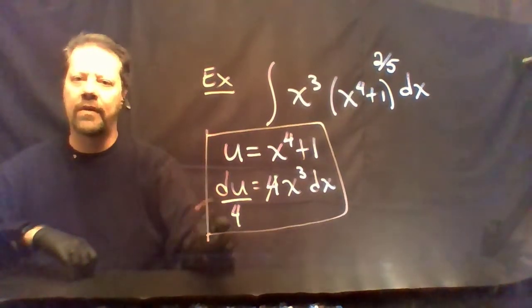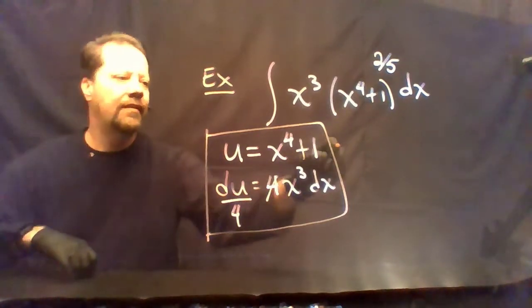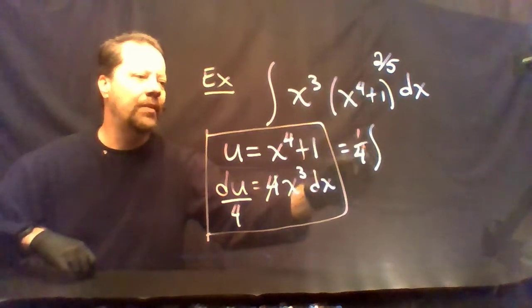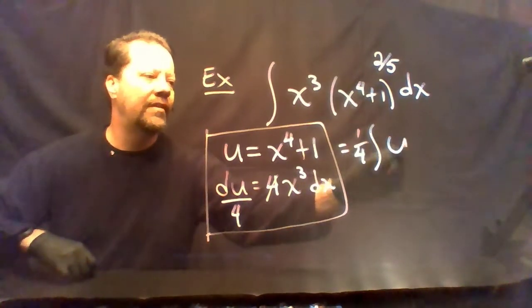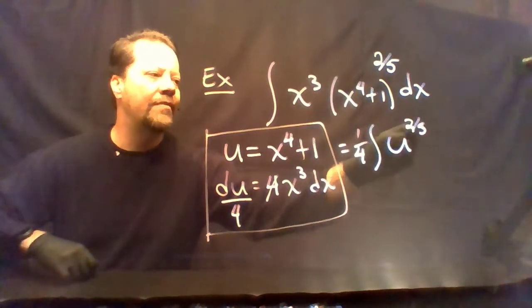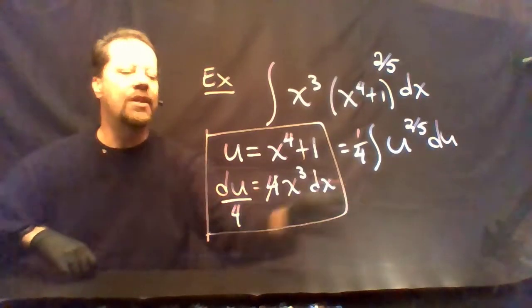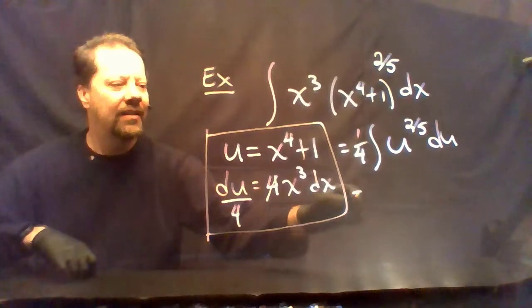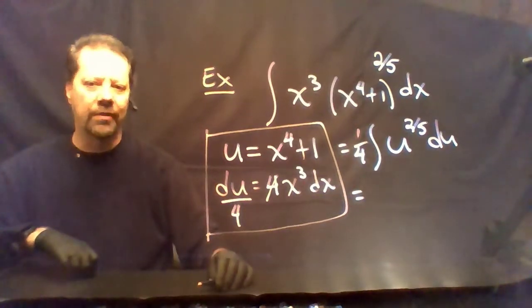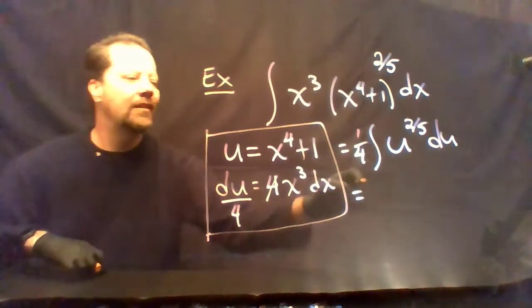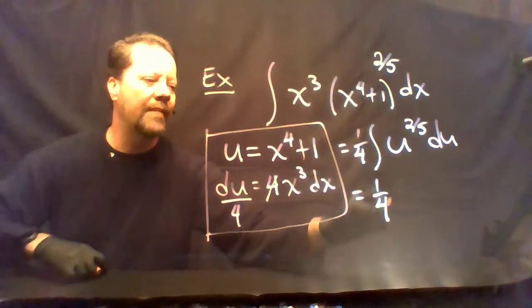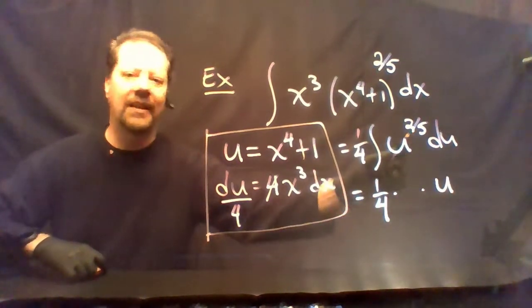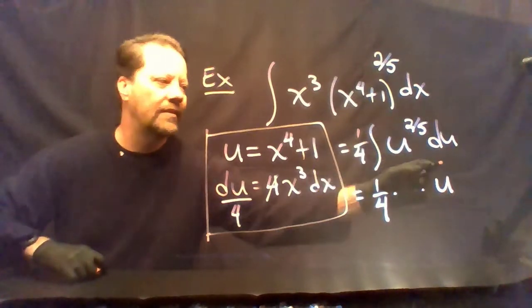This factor of 1/4 can come out in front of the integral. And we'll end up with 1/4 the integral of u to the power 2/5 du. We now apply the power rule for anti-differentiation. We have this 1/4, I'm going to leave a little gap, u to the power of, well, I need to add 1 to the exponent.